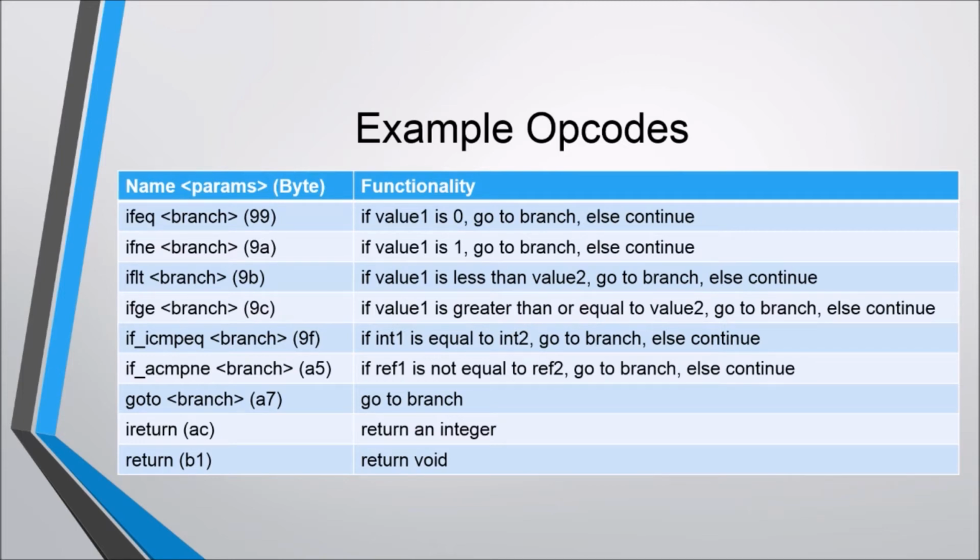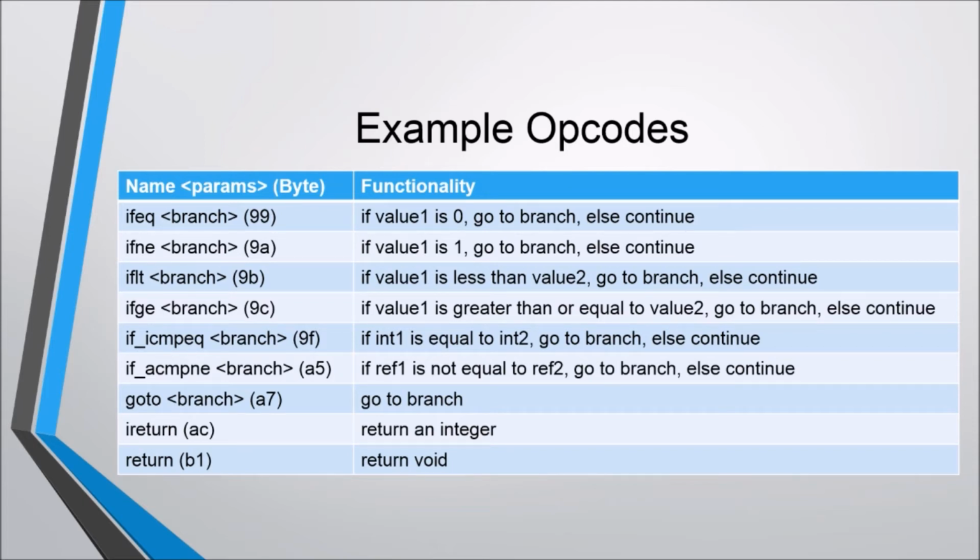But let's say we've got an ifeq bytecode, then it'll check the top value in the stack. If that value is 0, then we'll go to the branch. The branch is the part of the bytecode which we're going to branch off to. And if it's not a 0 at the top, then we'll continue on. Ifany will check if the top value is 1. If it is 1, then we'll go to the other branch, or we'll continue.